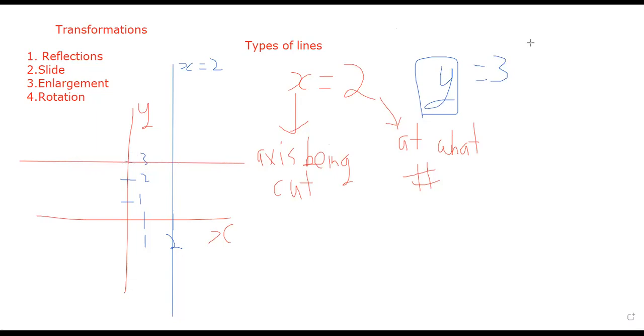All this basically gives you is something called a mirror line for reflections. So anytime they tell you to reflect something, you need to know what is the axis or the plane that you're reflecting over. So that's basically the types of lines. There's also the line y is equal to x, and let's have the others.